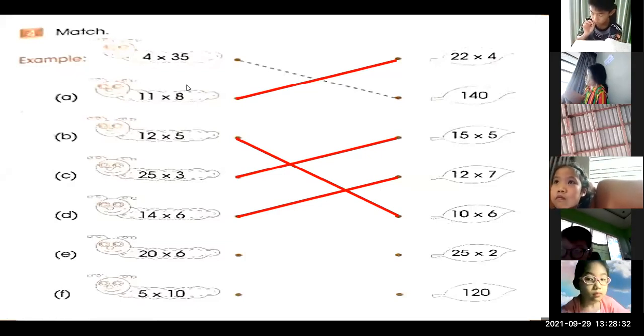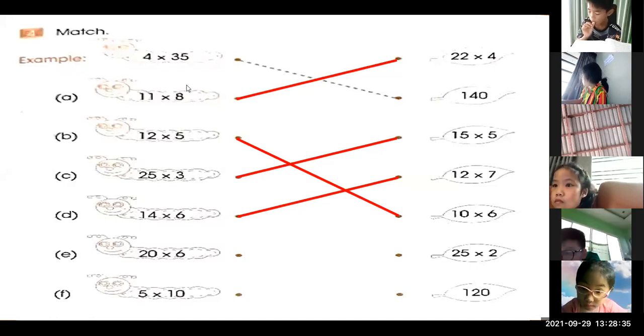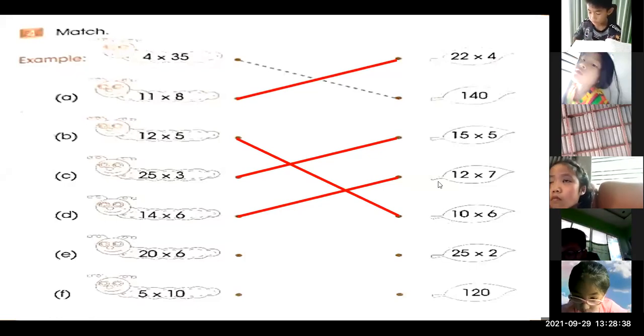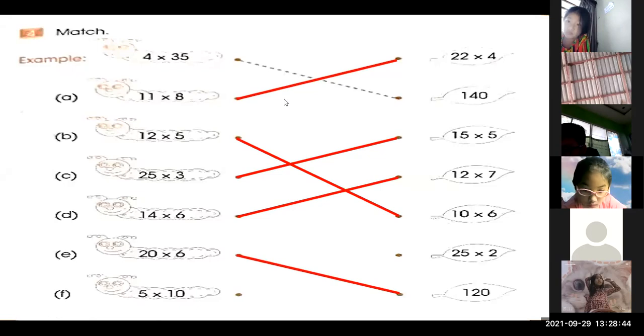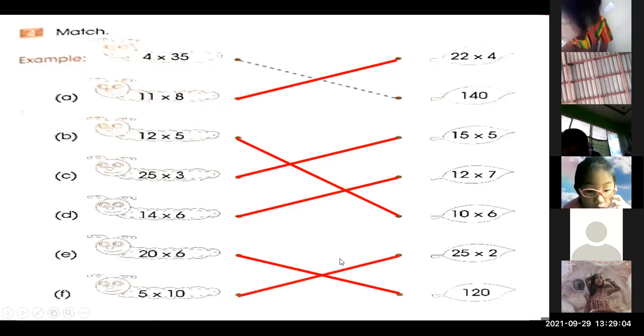Okay. Letter E, the answer here in letter E, 20 times 6 is equal to 120, because 20 plus 20 plus 20 plus 20 plus 20 plus 20. So it's just like counting 20s six times. Letter F, the answer here is 25 times 2 is equal to 50. 5 times 10 is equal to 50. So that is the answer on page 85. Okay, thank you.